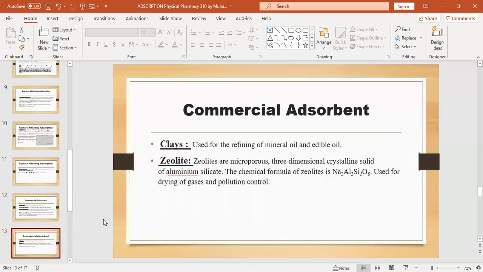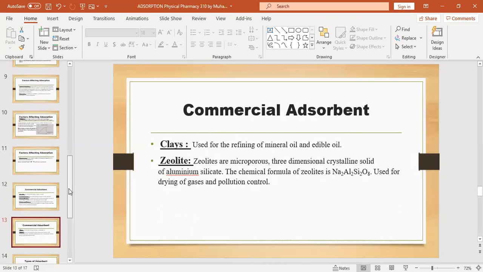Let's proceed further. Clays are used for the refining of mineral oil and edible oil. Zeolites are microporous, means containing small pores in their structure, three-dimensional crystalline solids of aluminum silicate. The chemical formula of zeolite is Na2Al2Si3O10, used for drying of gases and pollution control. Let's proceed further.